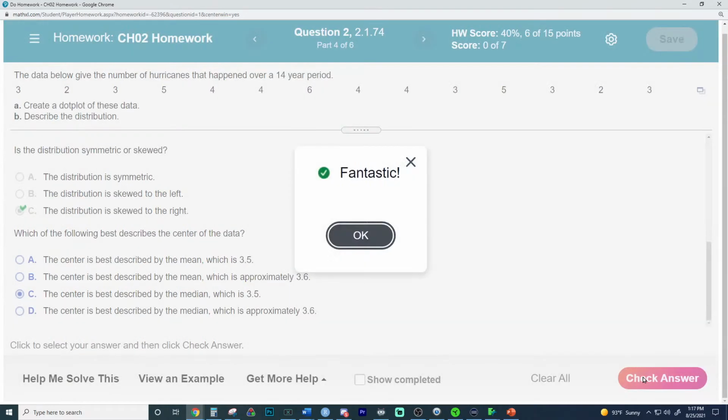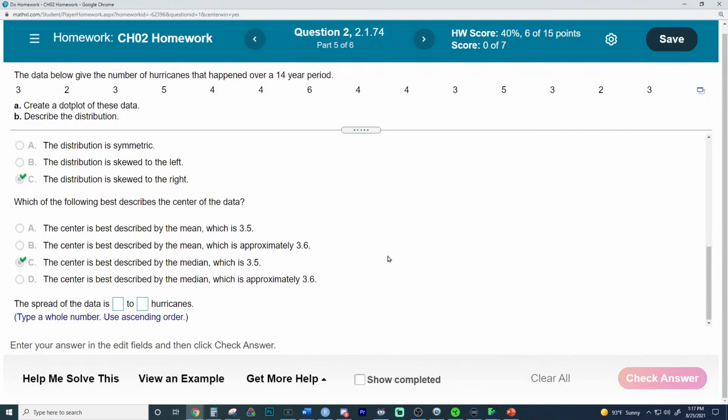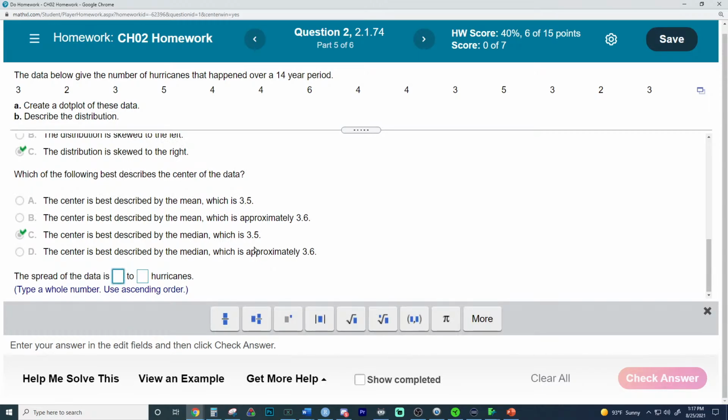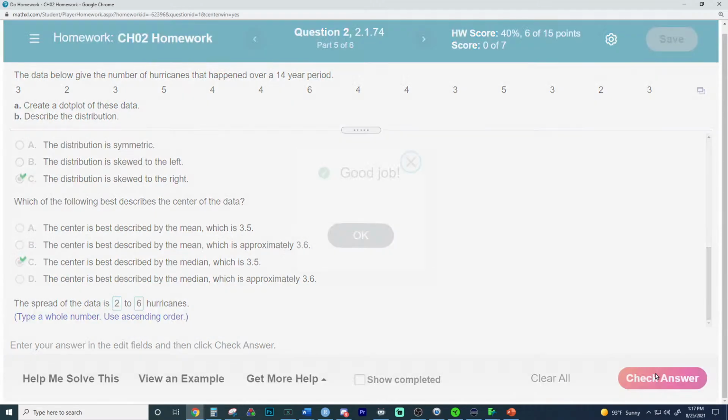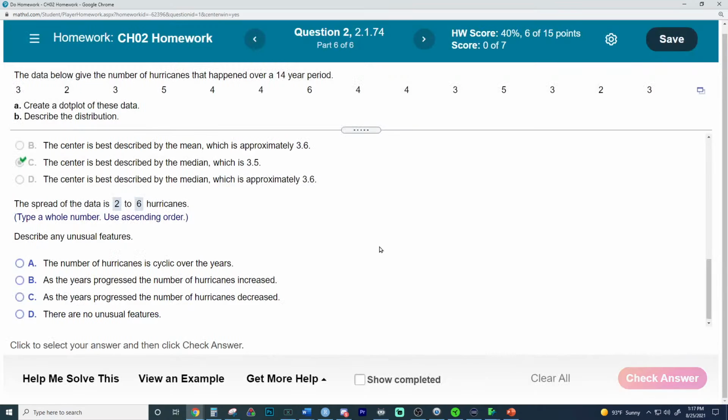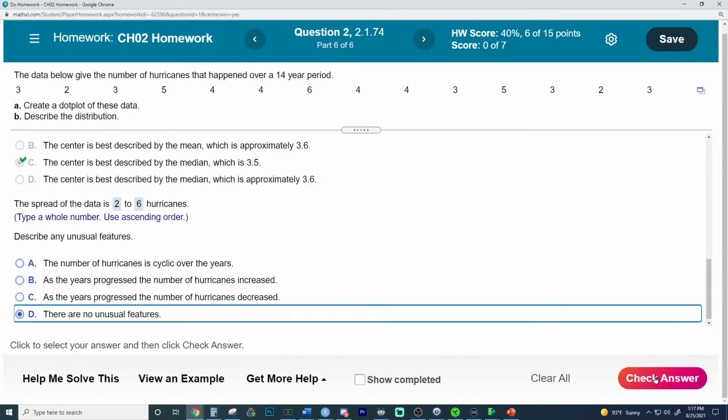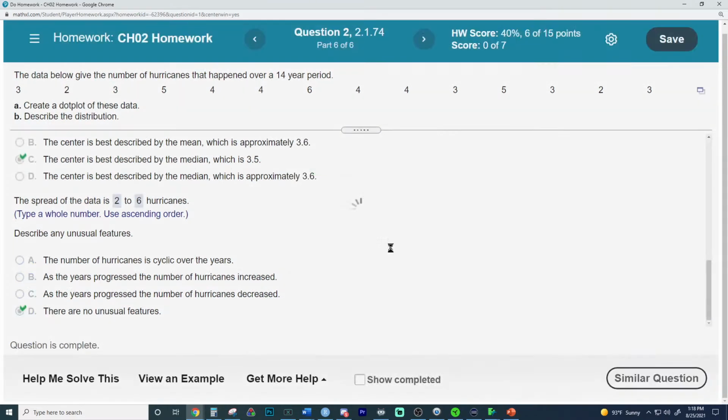Yep. And these come into play in 474. These sorts of ideas. The spread of the data, they're just using the range right here. So they're going from the lowest number to the highest number, 2 to 6, which is also another way to talk about the spread. It's just the range of the data right there. Describe any unusual features. This one does not have any gaps or outliers, so it has no unusual features.